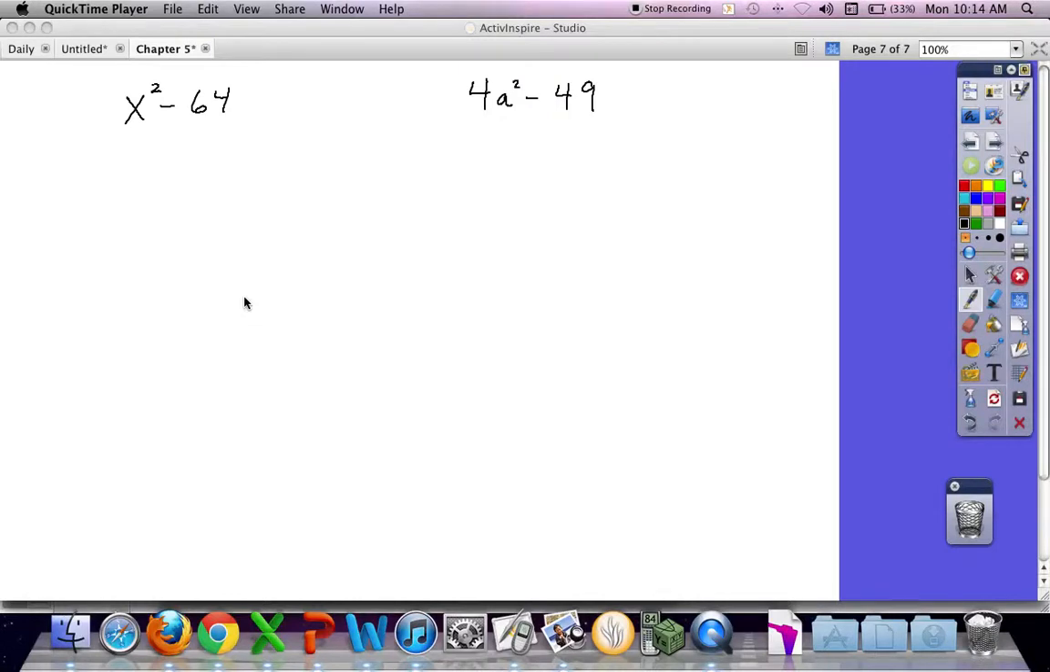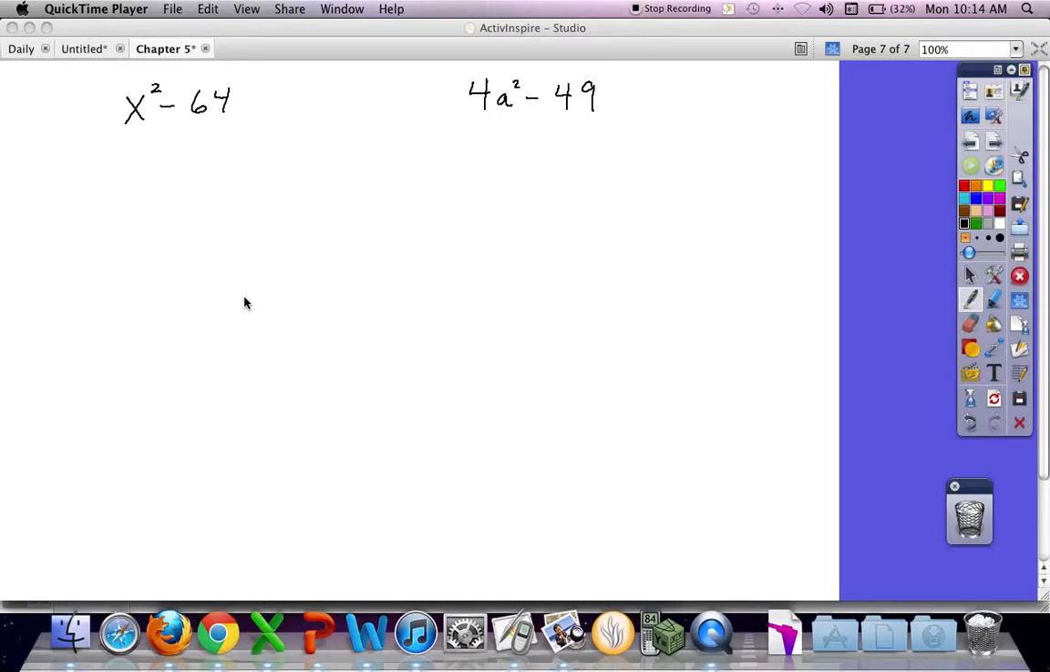Okay, these are examples 8, check understanding 8A and 8B from page 259. And this is our last method for factoring quadratics, and it is called difference of squares.